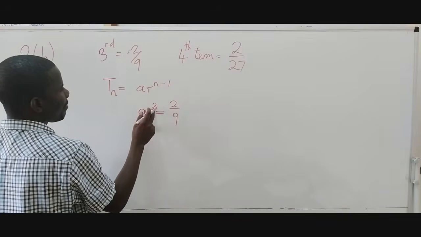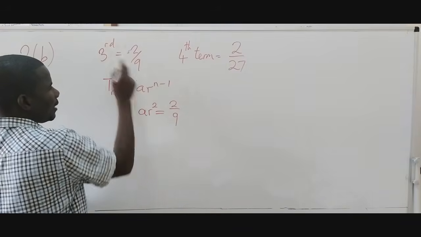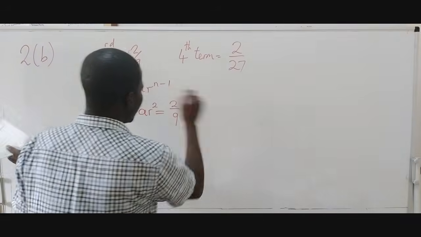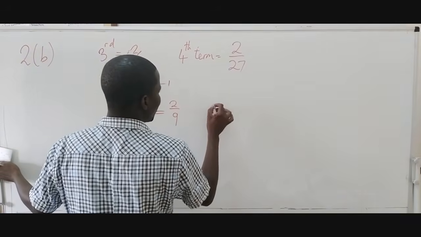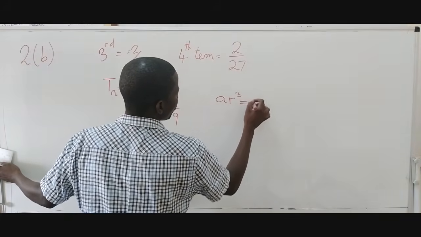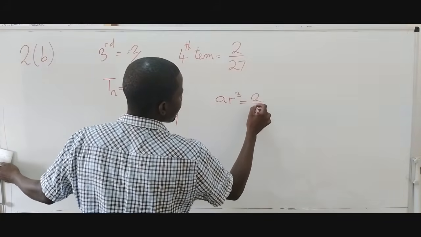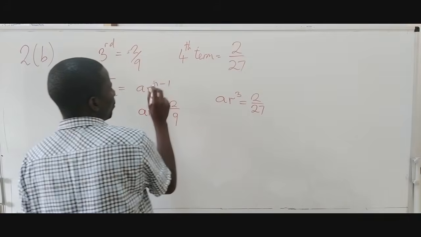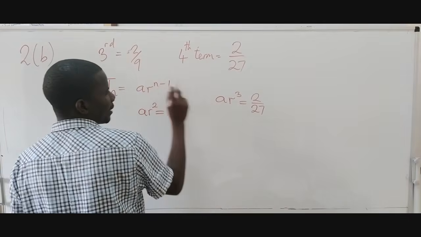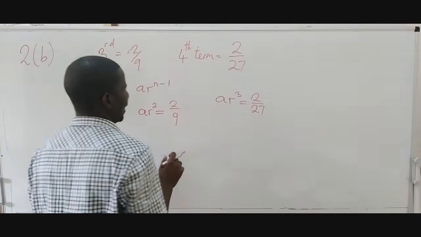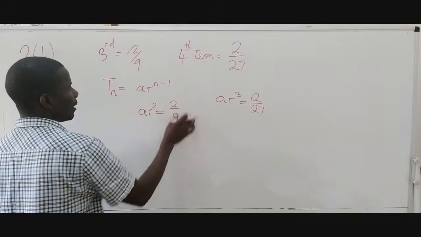Where is this 2 coming from? We've said 3 minus 1. That is where it has come from. Then the fourth term, the formula is going to be ar³ is equal to 2 over 27. Where is this 3 coming from? 4 minus 1. So this is the fourth term, and this is the third term.